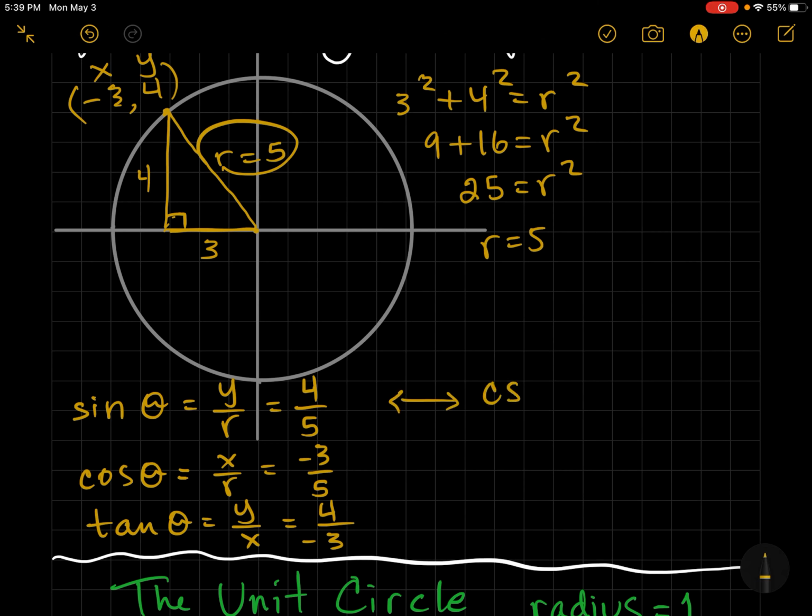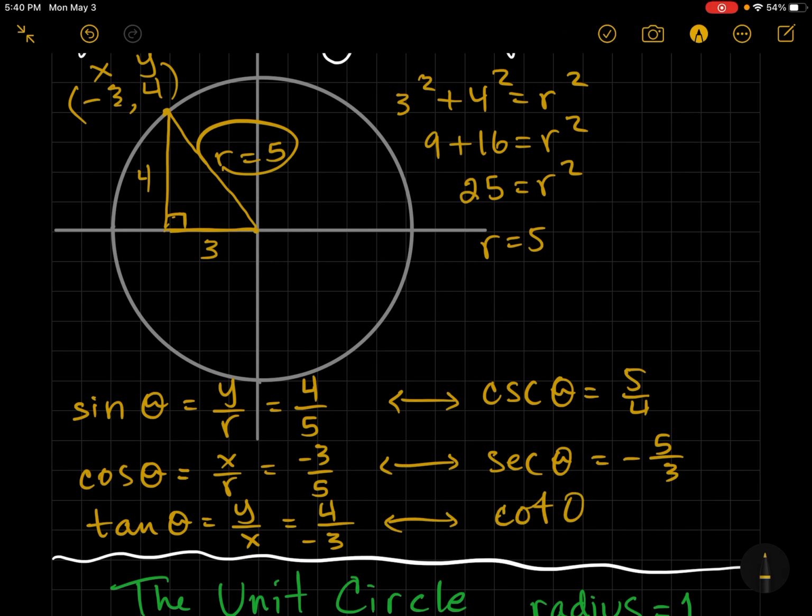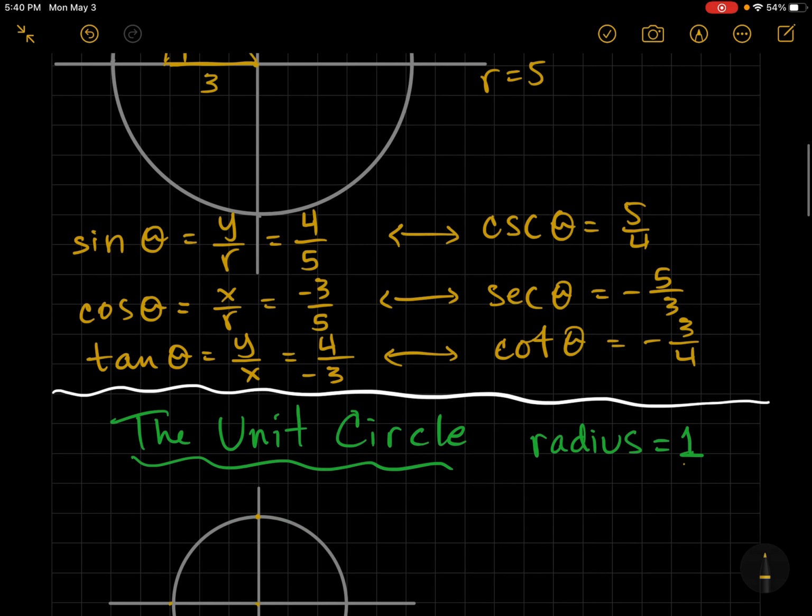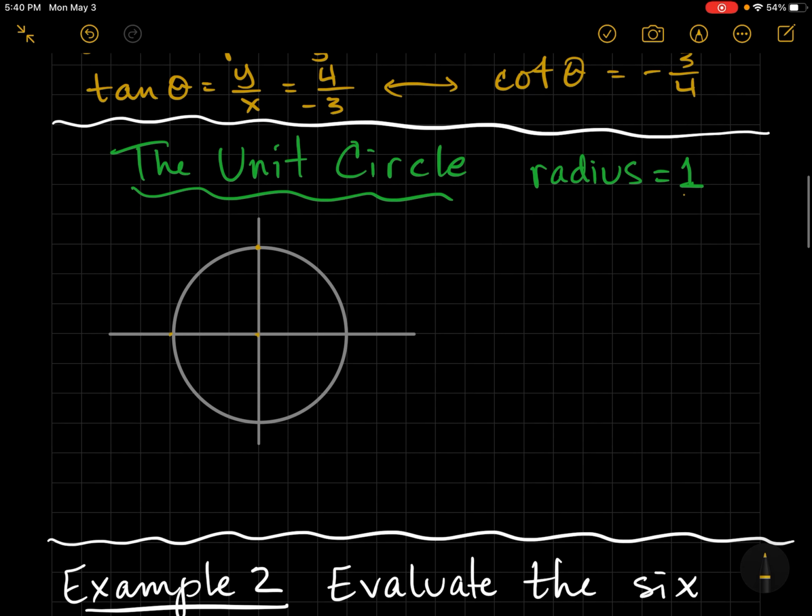Now we can do our reciprocals. Cosecant is just the reciprocal of sine, so that'll be 5/4. The reciprocal of cosine is secant, so that's -5/3. And the reciprocal of tangent, cotangent, I get -3/4. So those are our 6 trig ratios. Once you figure out your x, y, and r, the rest follows pretty quickly.